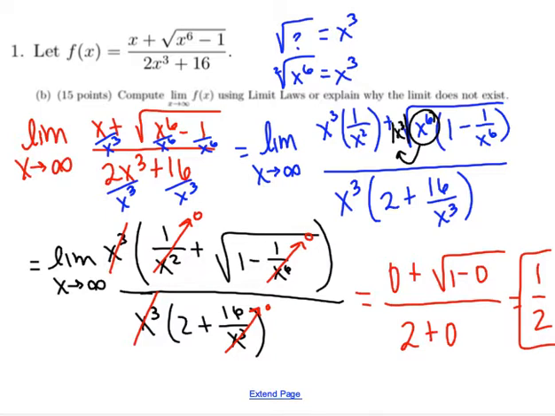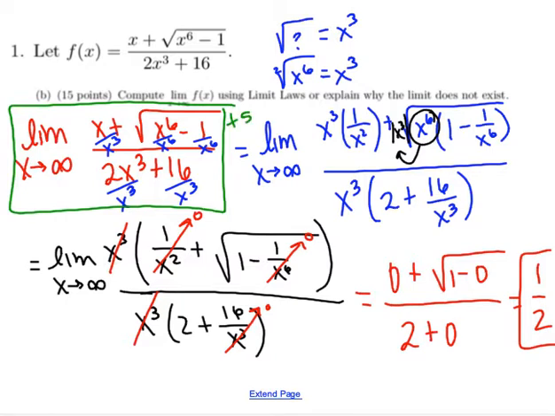So this one is worth 15 points. I don't love how they do it, but I get it. Here's how they do the points. Showing this division by x to the 3rd. I would take this version or this version, but that part right there is worth 5 points.